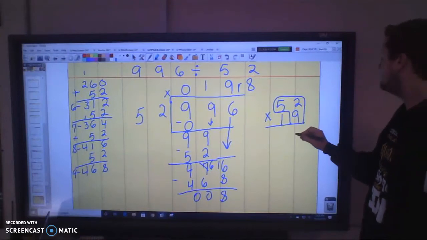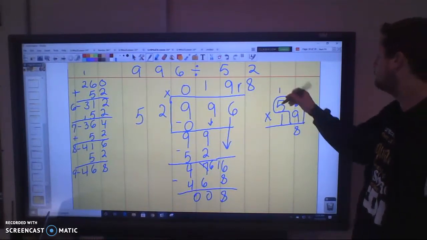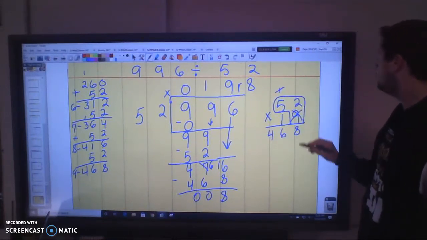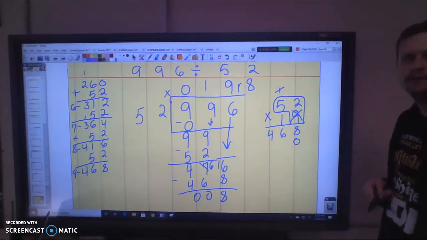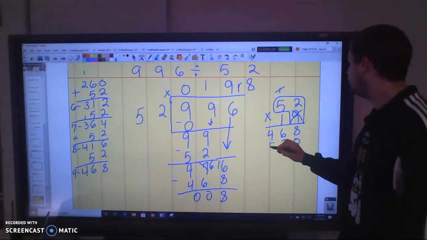9 times 2 is 18. Carry the 1. 9 times 5 is 45, plus 1 is 46. Cross the 1 off, 9 off. Bring down the 0. 1 times 2 is 2. 1 times 5 is 5.